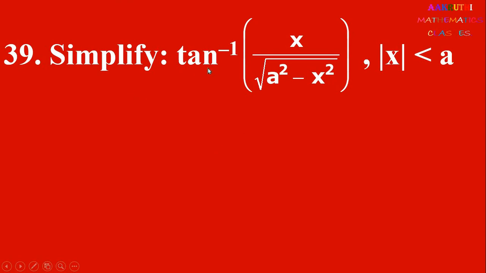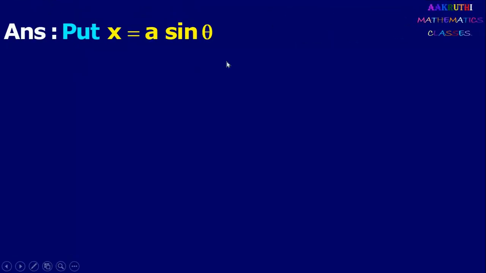Next one, simplify tan inverse x by root of a square minus x square when mod x less than a. Now here also we have to substitute and simplify, but here we have one constant a. Suppose if it is 1 minus x square, we have the formula 1 minus sin square theta or 1 minus cos square theta. But here we have a, so instead of x equal to sin theta or cos theta, we substitute x equal to a sin theta or a cos theta. Here we substitute x equal to a sin theta and we simplify.